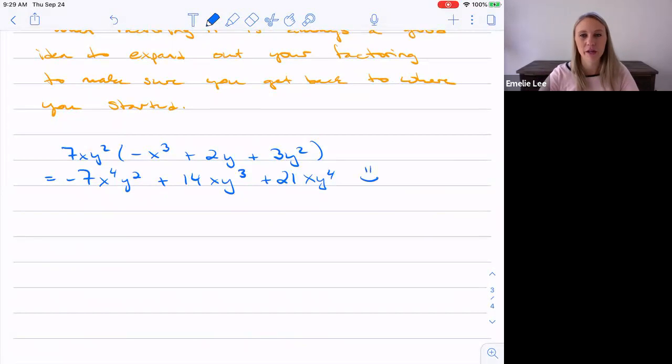I'll just put a little smiley. Right. So just always go through, and if you're not 100% confident in your factoring, then just go through and check it. Okay. All right.